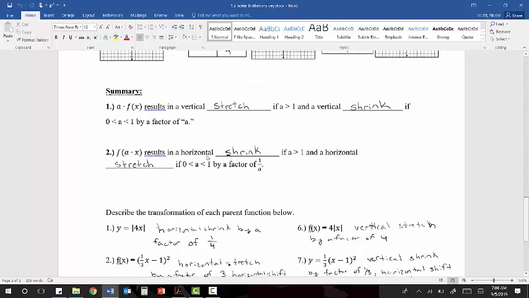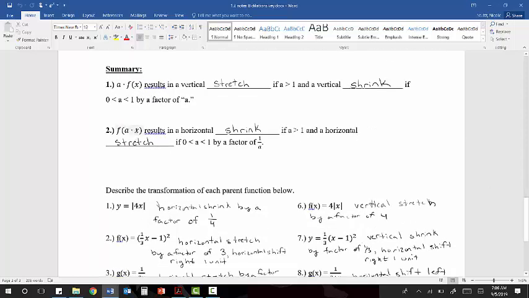With the horizontal changes, you're going to be having something times x, but it's going to be on the inside of a grouping symbol. So inside, we need to think horizontal, and outside, we need to think vertical. And it's reversed. So if a is more than 1, so if the number in front of x is more than 1, it's going to be a shrink. And if it's between 0 and 1, it's going to be a stretch by a factor of 1 over a. So we'll kind of talk about that.